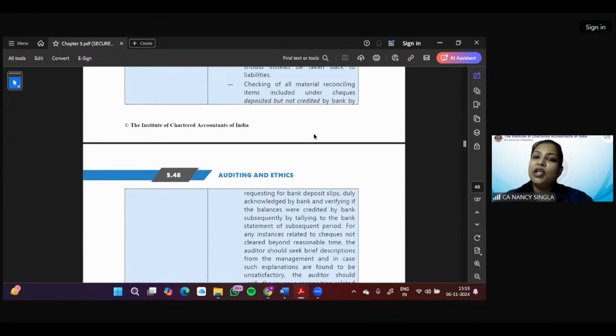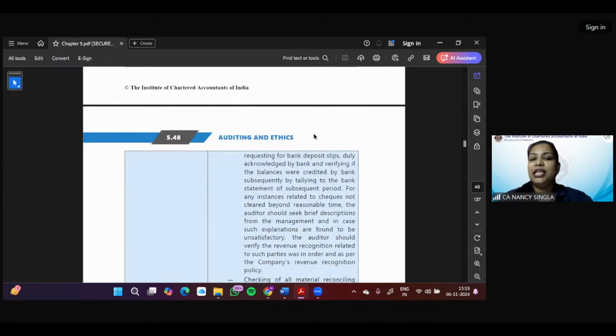Checks deposited but not credited by bank. Again, auditor will obtain what? Subsequent period bank statement, right? And let's say if any of the check is not cleared beyond the reasonable time within which it should have been cleared, auditor will ask the management that please give us the description, right?